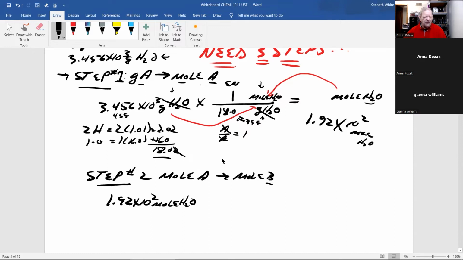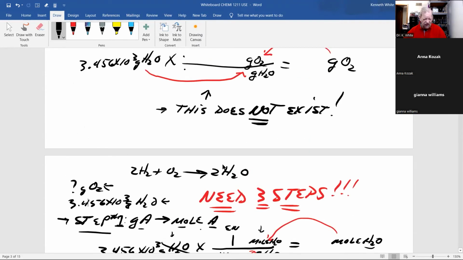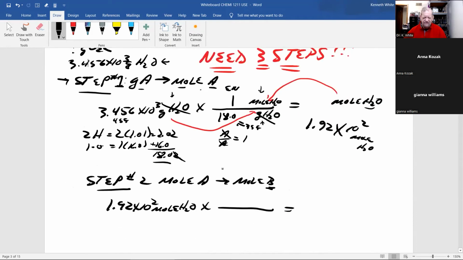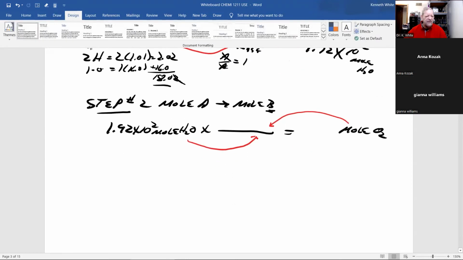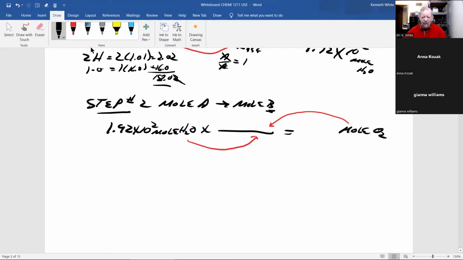In step 2, we want to go to moles of B. And what is B? Well, the molecule we're trying to get our answer for, oxygen. And now I'll use my good buddy, my good friend, unit analysis. Whatever I'm trying to get to, the units go on top of this ratio. Whatever I'm trying to get rid of, the units go underneath.